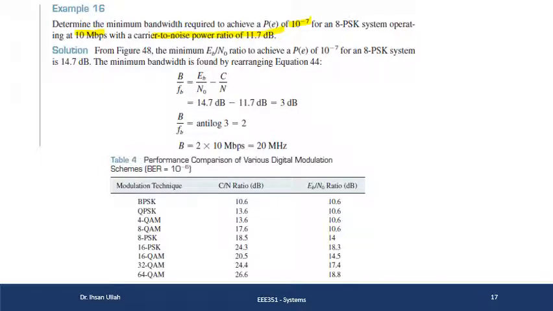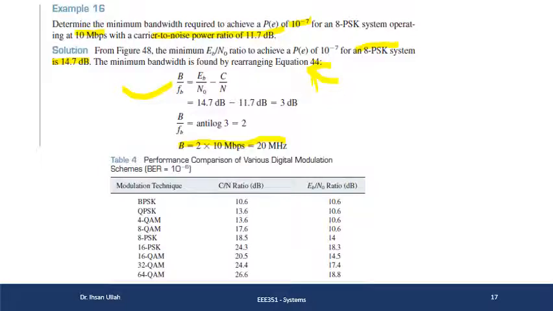Now, from the previous figure, the minimum Eb/N naught ratio to achieve this probability for an 8 PSK system, which was the previous figure, okay, on that graph if you look, you will see that for an 8 PSK system it was equal to 14.7 dB, okay, and minimum bandwidth is found by rearranging this equation 44 which we did previously, okay. So rearrange it a little and you are going to get a bandwidth of 20 megahertz. Okay, look at the previous formulas, from there you can do this easily.